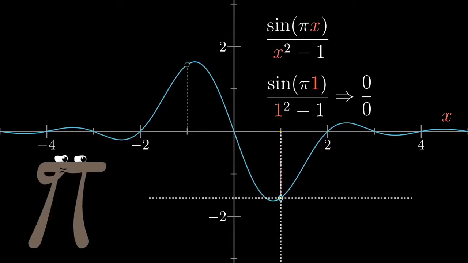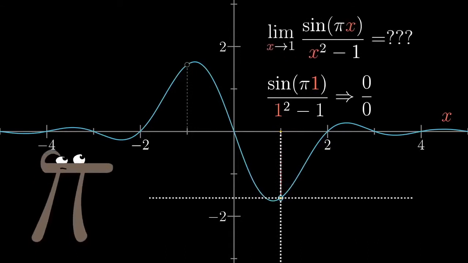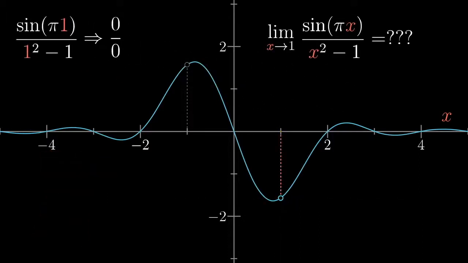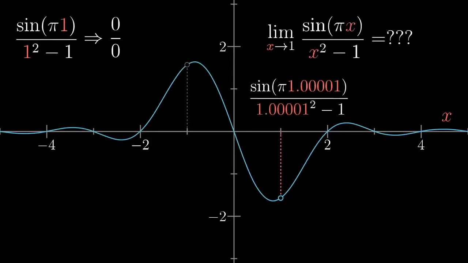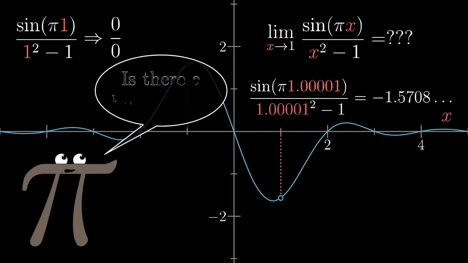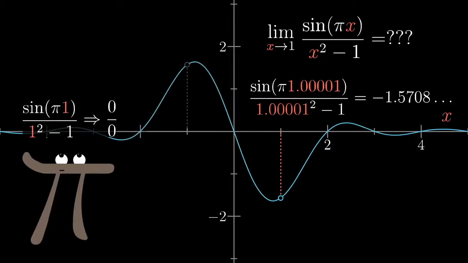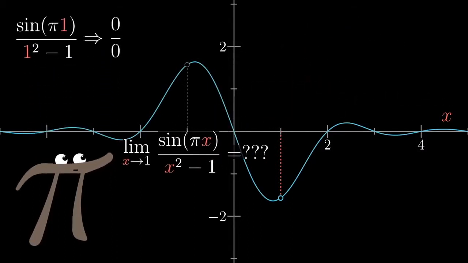So you might ask, how exactly do you find what output this approaches as x approaches 1? Since you can't just plug in 1. Well, one way to approximate it would be to plug in a number that's just really close to 1, like 1.00001. Doing that, you'd find that this should be a number around -1.57. But is there a way to know precisely what it is? Some systematic process to take an expression like this one, that looks like 0 divided by 0 at some input, and ask what is its limit as x approaches that input.